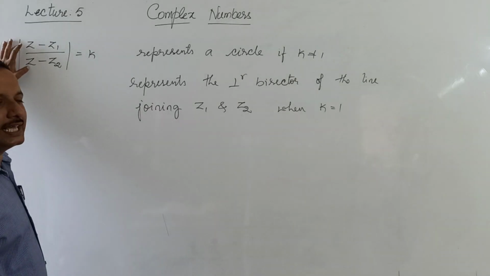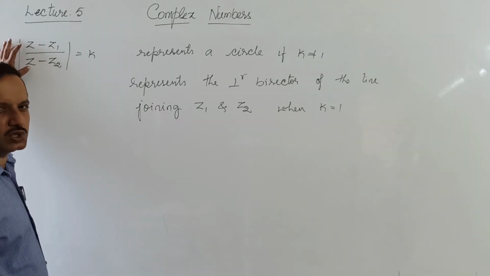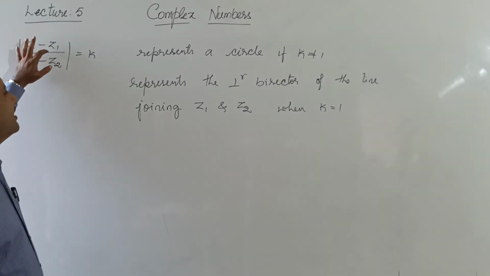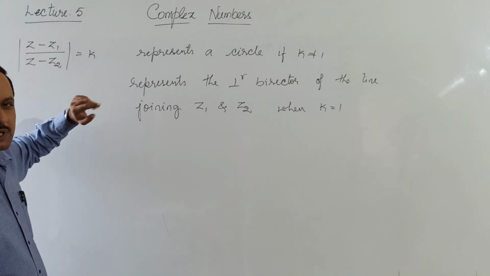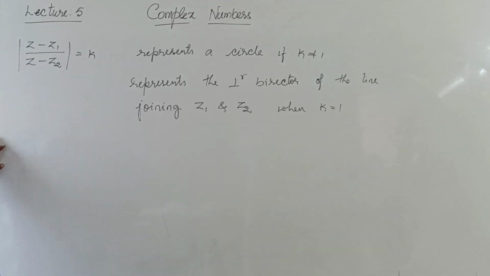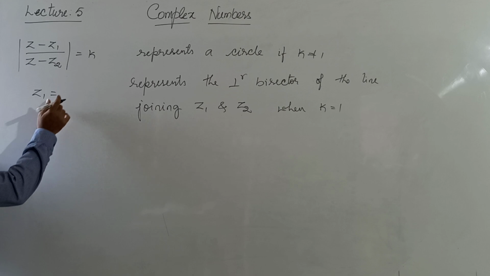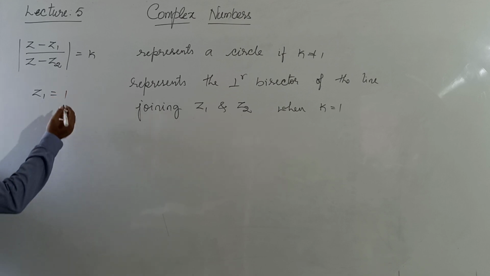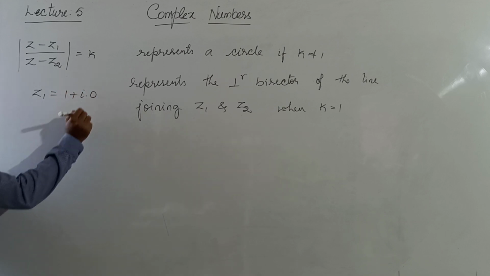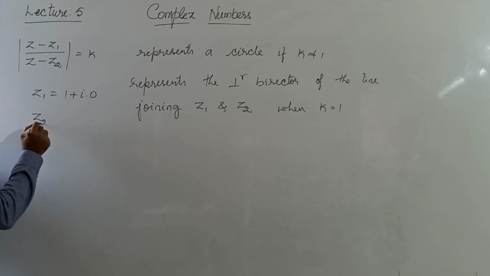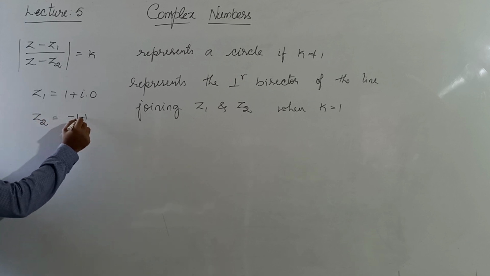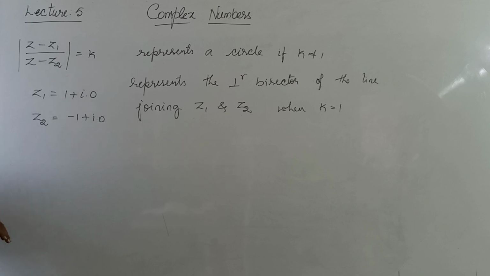Here Z is a variable complex number which usually we take as x plus iy. Z1 and Z2 are two fixed complex numbers. I will explain with the help of one example. Let me take Z1 equal to 1, which is nothing but 1 plus i into 0. And Z2, let it be equal to minus 1, that is minus 1 plus i into 0.